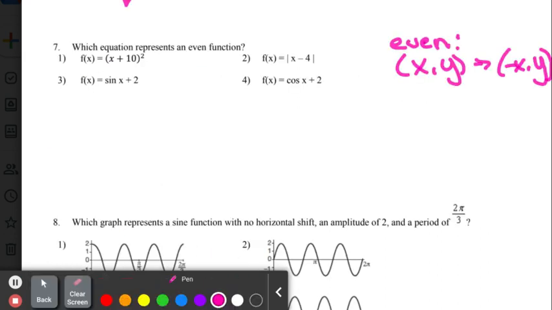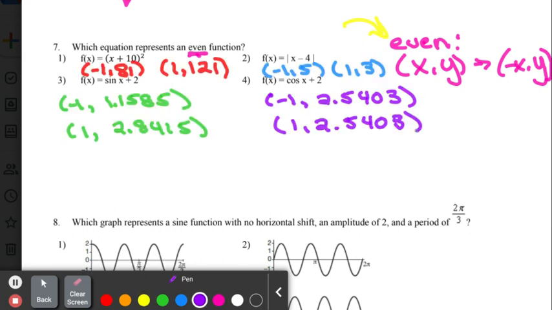So number 7 says, which equation represents an even function? And for an even function, you have this rule over here. If you have a point that's an xy point, to be even, the x gets negated. So what I'm going to do, and what you should do at the same time, pause the video, go through each one of those and find points on the table. See which one fits that description, even function.